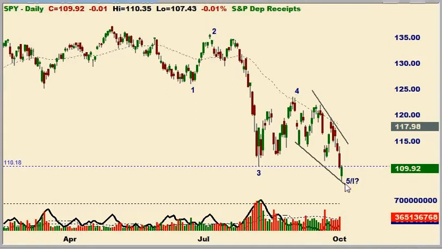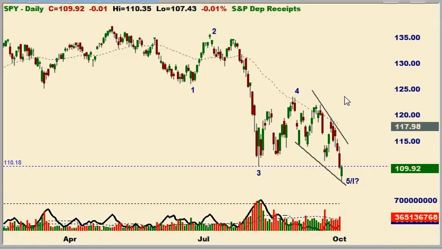The bottom line is, even if this count is correct, the short-term implications are about the same. Again, a rally back to perhaps 1250 on the S&P. That's what, 125, 126, 127 on the spiders.